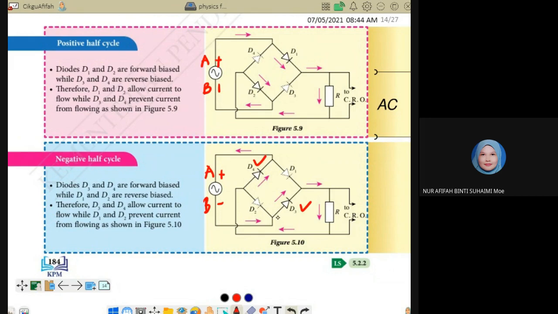Because the diode is in forward. Okay, look from B to A. From B, it will flow through D3 because D3 is in forward bias. It cannot flow through D2 because D2 is in reverse bias. So it cannot. It must flow to D3. Okay, go to the resistor and then to D4. D4 is in forward bias and then back to A. From B to A, this one is for the negative half cycle, B to A or negative to positive.